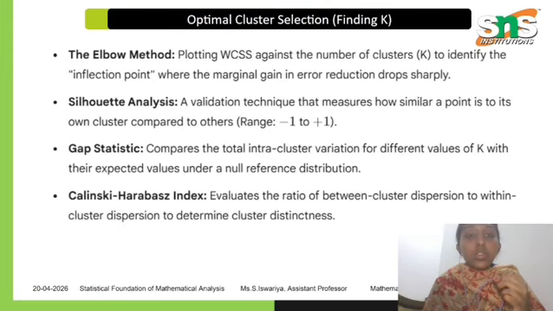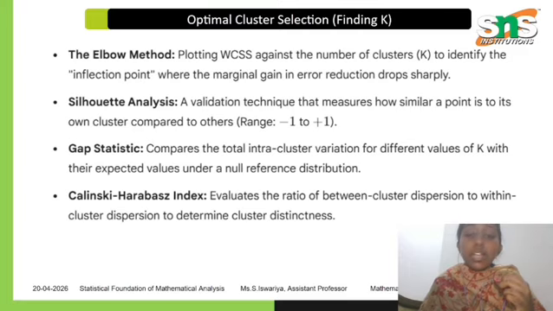Next we are going to see the optimal cluster selection, that is, finding the K. The first method for the optimal cluster selection is the elbow method. Plotting WCSS against the number of clusters to identify the inflection point where the marginal gain in error reduction drops sharply. And the next one is the silhouette analysis, a validation technique that measures how similar a point is to its own cluster compared to others.